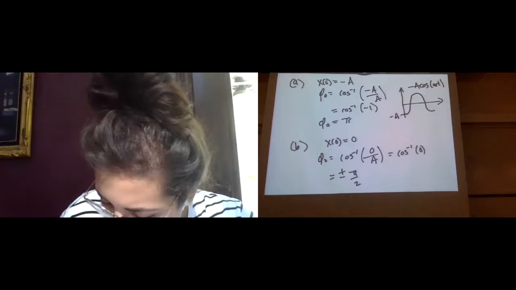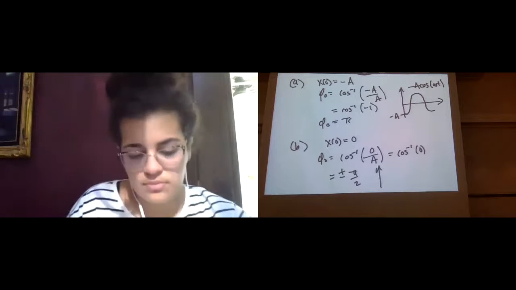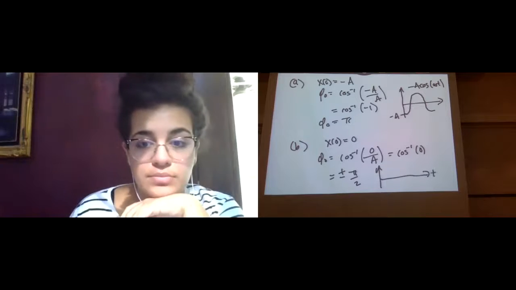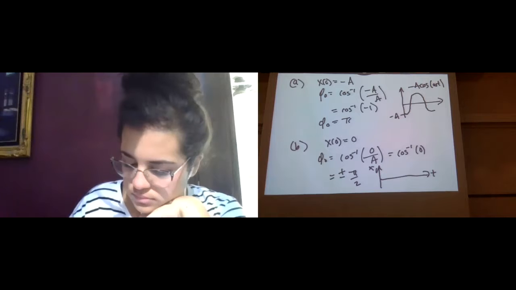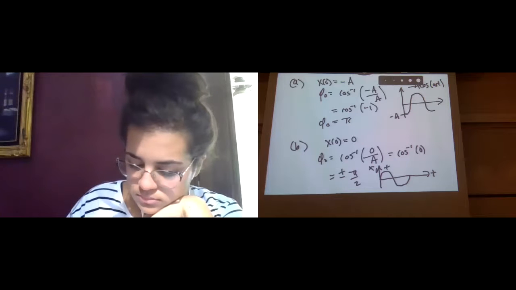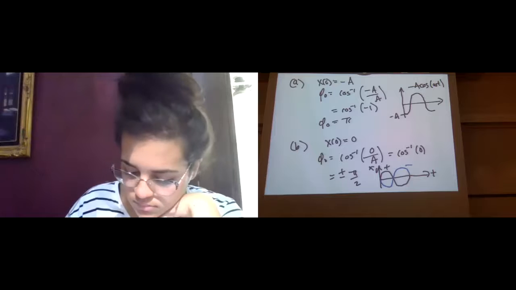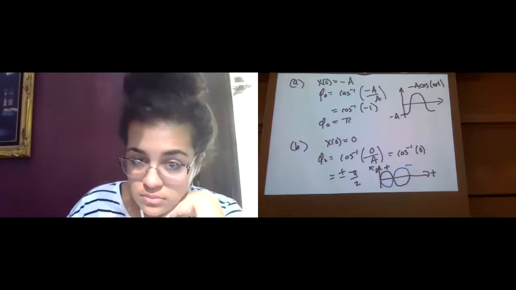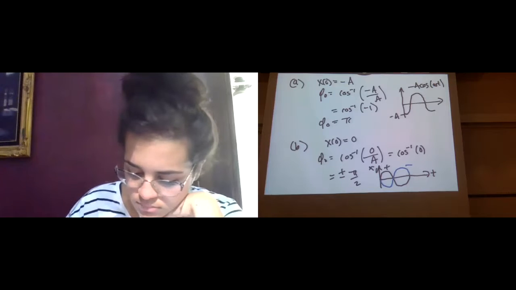So what's the difference between those two? Well, if I plotted x versus time, if it was positive pi over 2, then I would have a sine curve, so it would look simply like this. This would be with the positive sign. If I had a negative, it would actually do this. This would be the negative. That's the difference between the two.